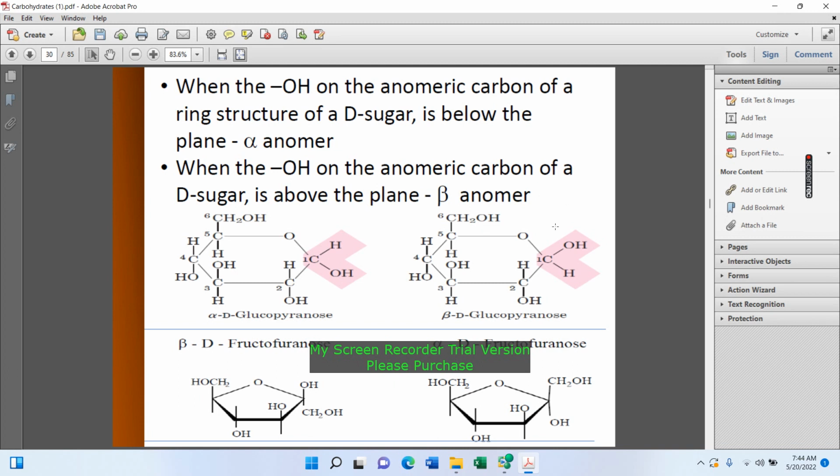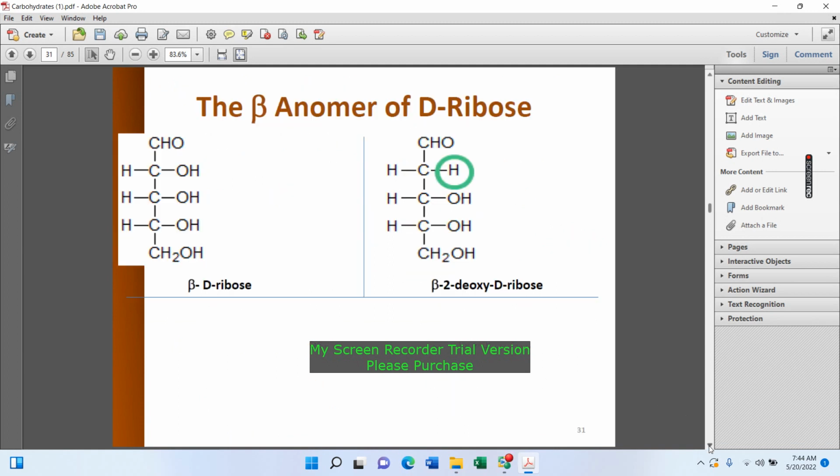So this is how the proper definitions are given. You have to say it relative to the plane. That's how we properly define it. Okay, let's move to the next slide.